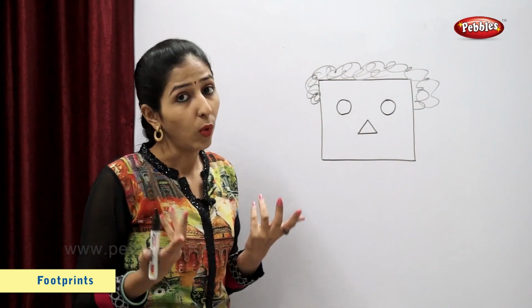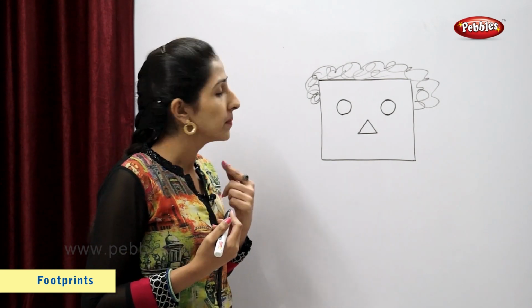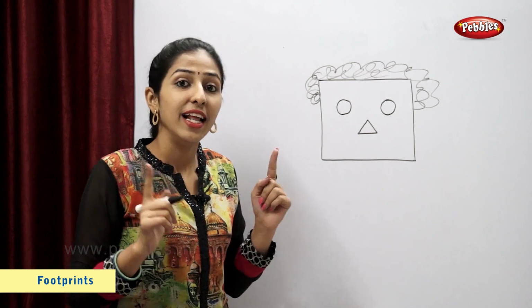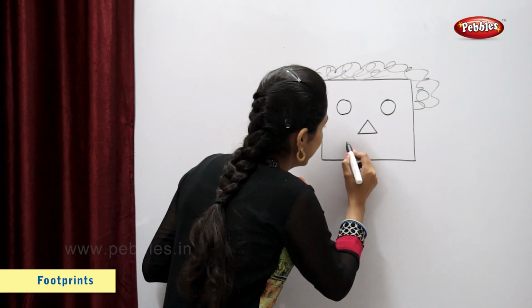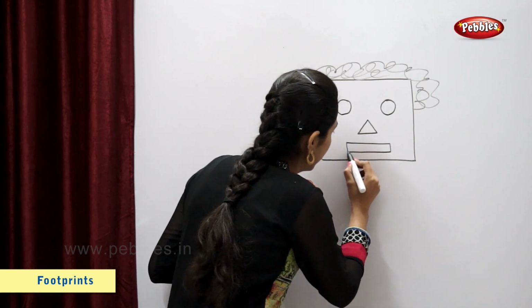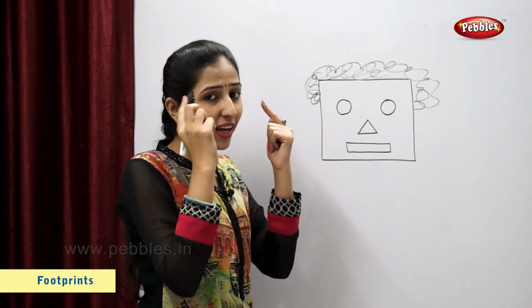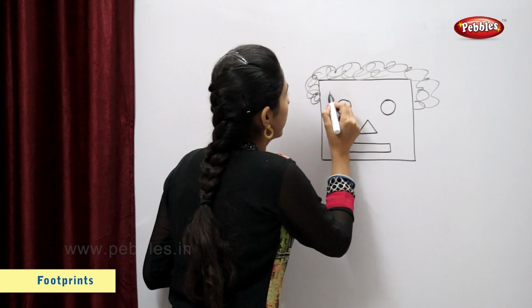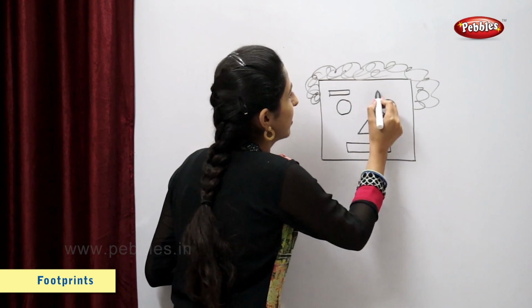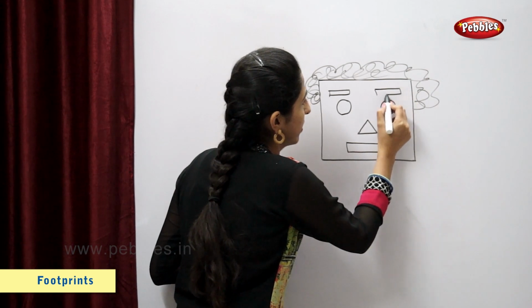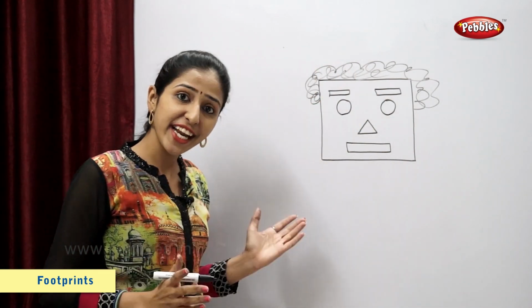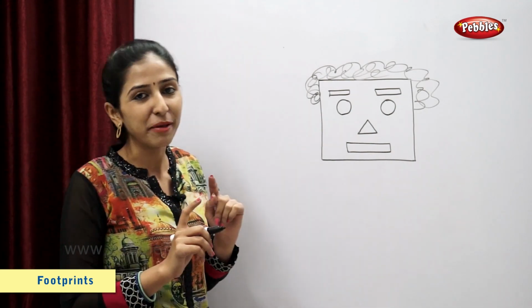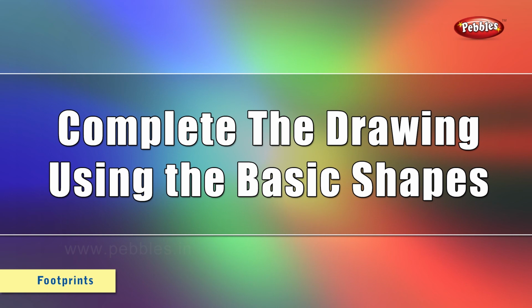Eyes are ready. What else is missing? Mouth. Let's make a rectangular mouth. Let's make eyebrows. Small rectangular eyebrows. So, this cartoon face is ready using only basic shapes. Complete the drawing using basic shapes.